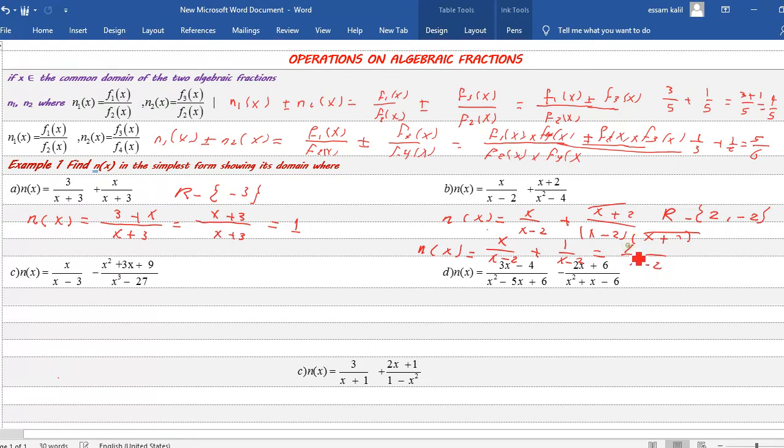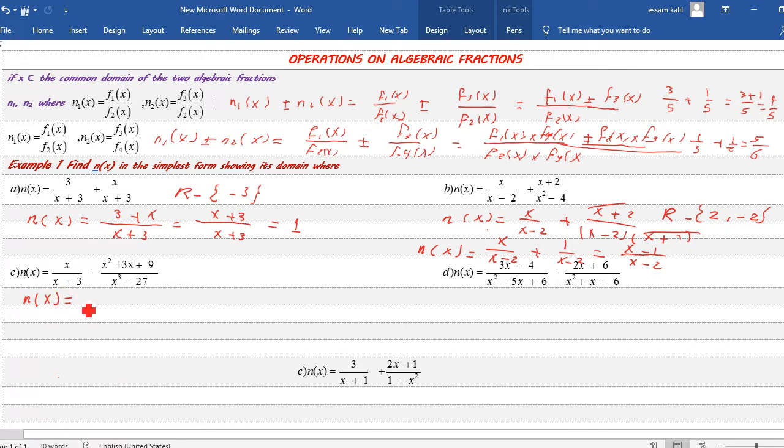Writing x minus 1. Letter C, n of x equal x over x minus 3 minus x power 2 plus 3x plus 9 over x power 3 minus 27. First, make the simplest form of letter C. And first make the factorization of the denominator and numerator.